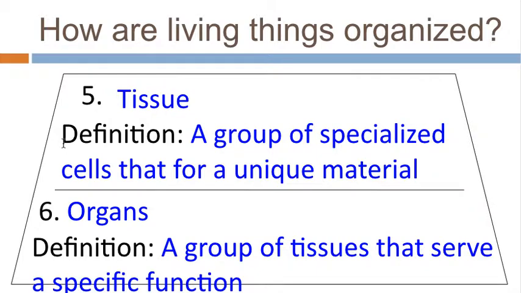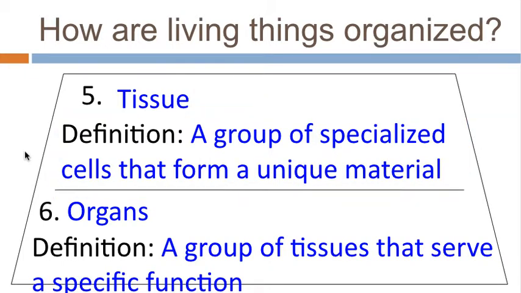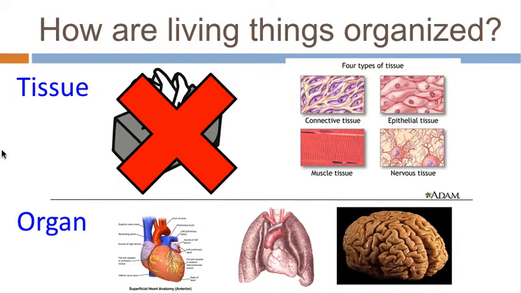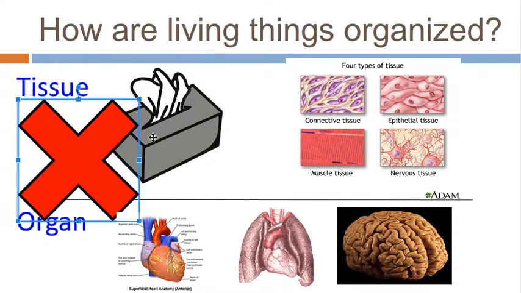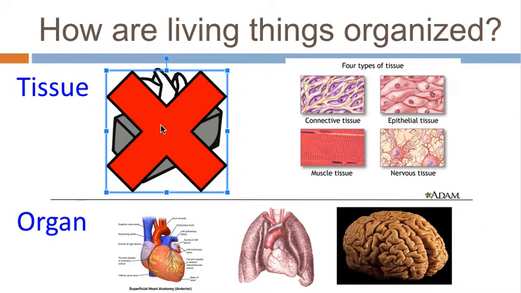So tissue is a group of specialized cells that form a unique material. Then the tissues come together to make organs. Organs are a group of tissues that serve a specific function. Make sure we write this down and then move on to what this actually means. So tissue, not this tissue. We're not talking about tissue you use to wipe your nose, not that tissue.